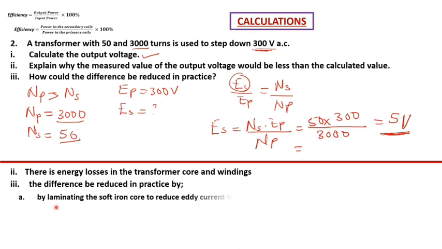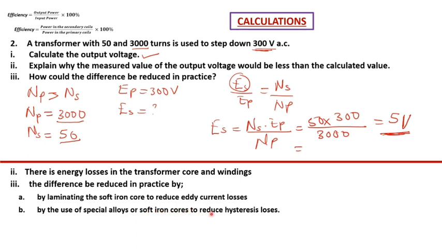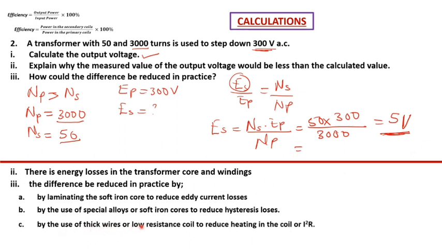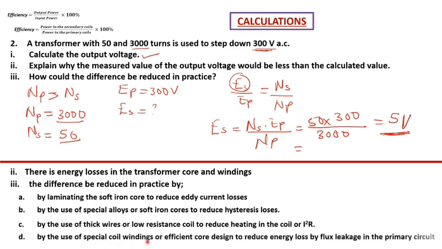A, by laminating the soft iron core to reduce eddy current losses. B, by the use of special alloys or soft iron cores to reduce hysteresis losses. 3, by the use of thick wires or low resistance coil to reduce heating in the coil or to reduce I-squared R losses in the form of heat. And finally, by the use of special coil windings or efficient coil designs to reduce the energy loss by flux leakage in the primary circuit.